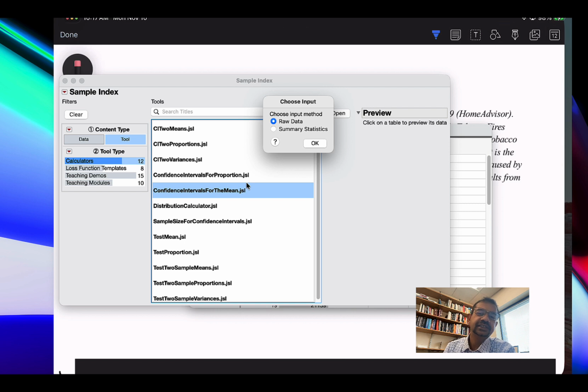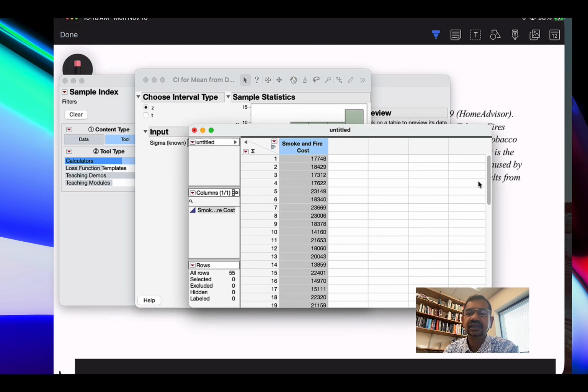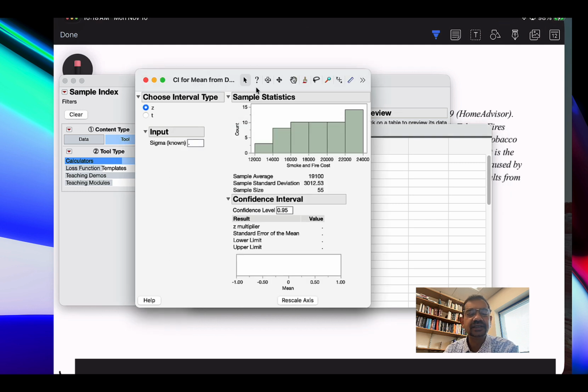And this will ask if we have raw data or summary stats. We actually have raw data, so we can select this option. If we did not have the raw data, we could have used the summary stats option. So click on raw data, OK. And this opens up a menu like this. Now here's our raw data, and we could have calculated our sample average, but this dialog gives us a sample average. What it also asks us is if we know the sigma, which is the population standard deviation.